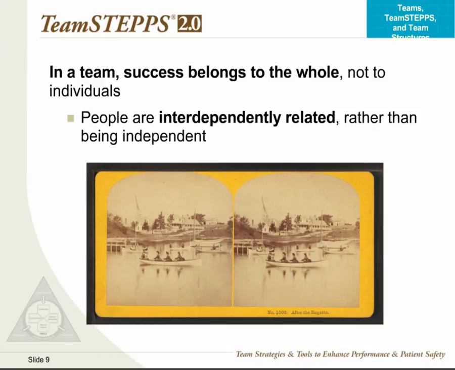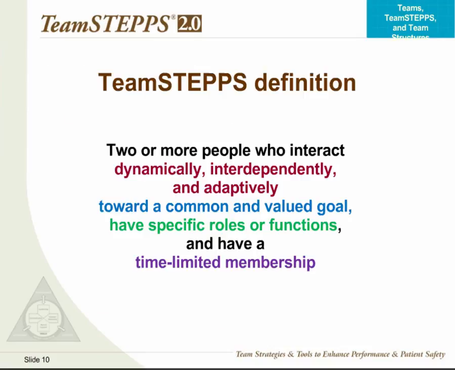TeamSTEPPS gives us a pretty good definition to work from, and I've highlighted these in colors because I like to visually break down the definition a little bit. So let's talk about each of these components. First of all, it takes two or more people. You can't have a team of one. And those people need to interact in some way, and I would posit that they're interacting in a way that is intentional rather than accidental.